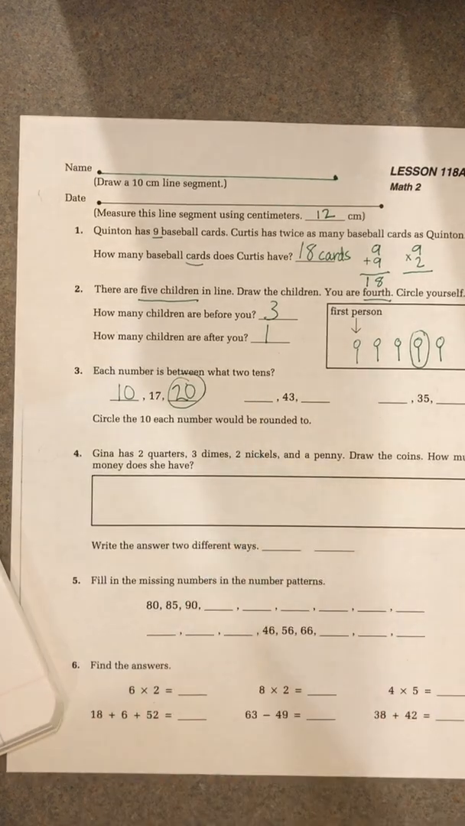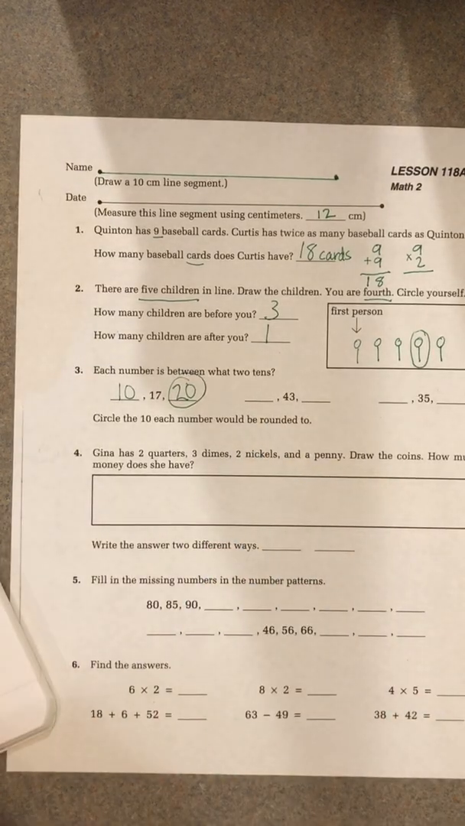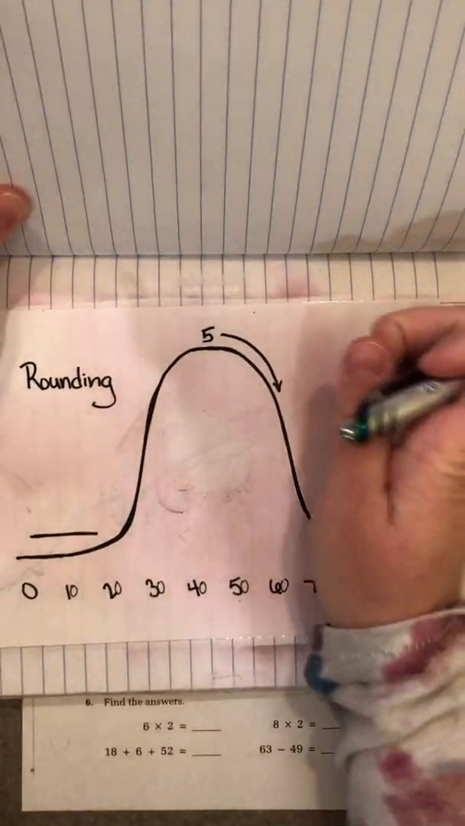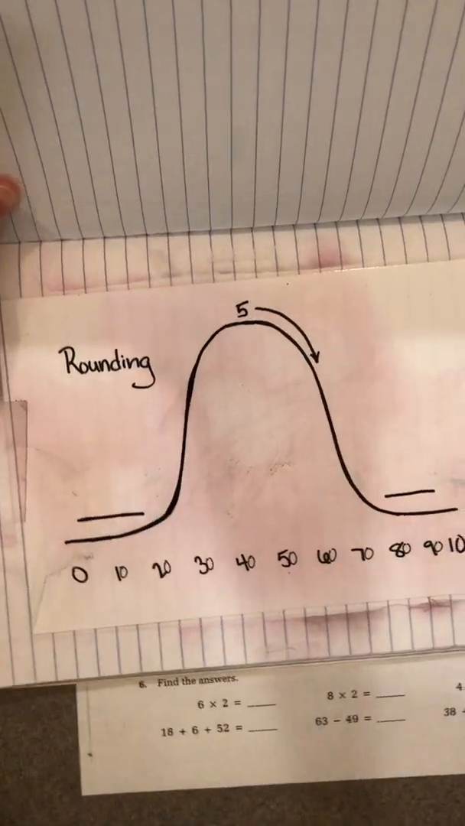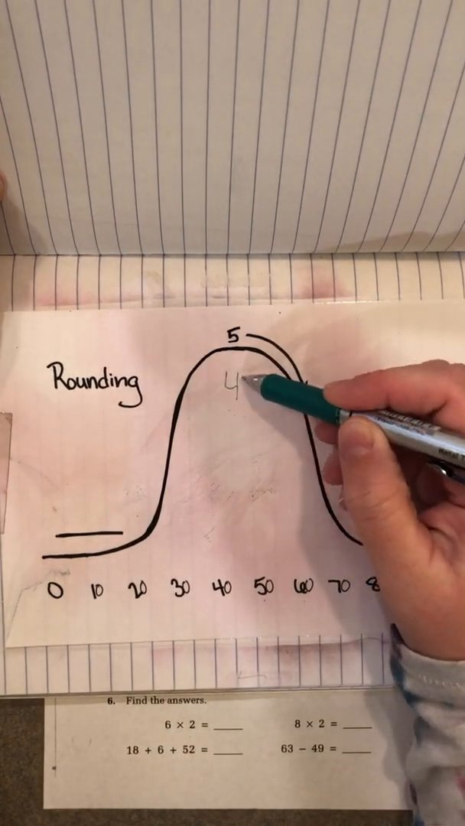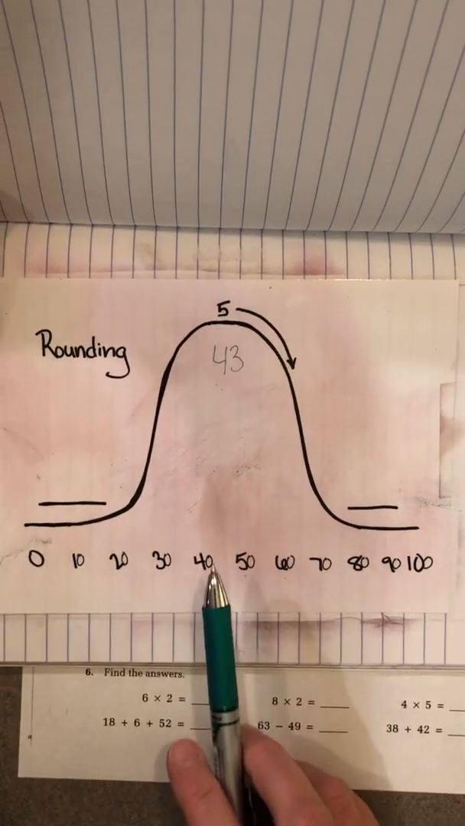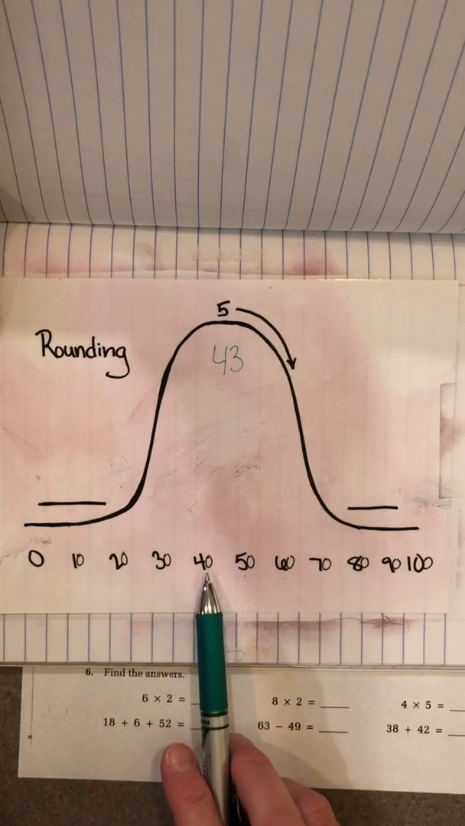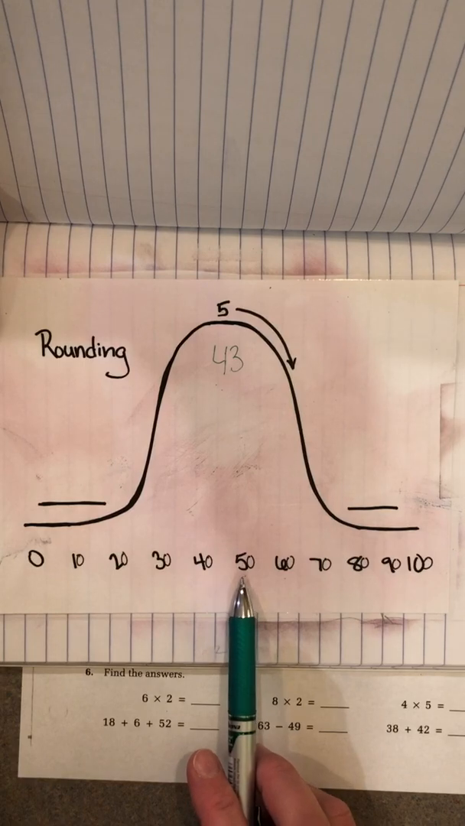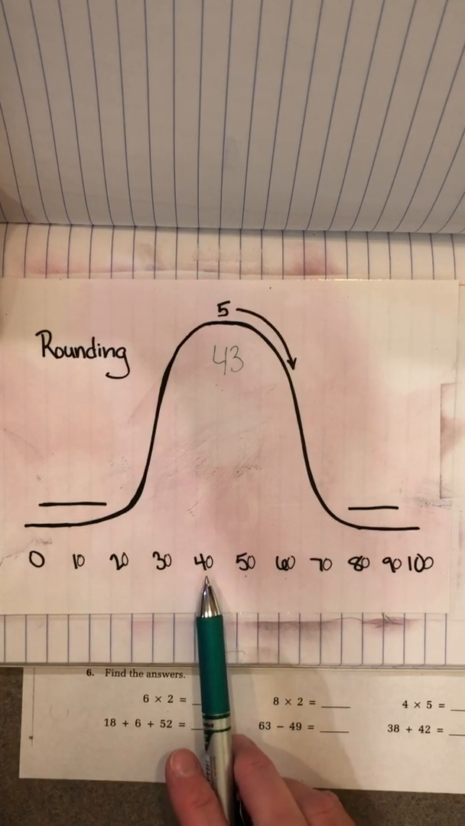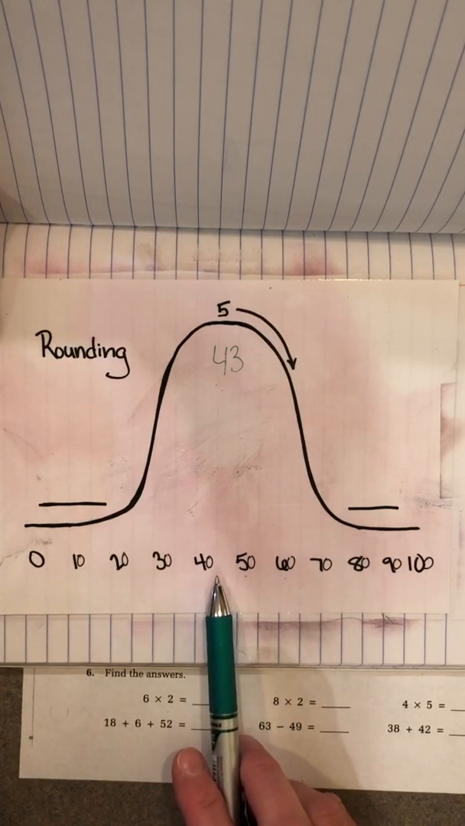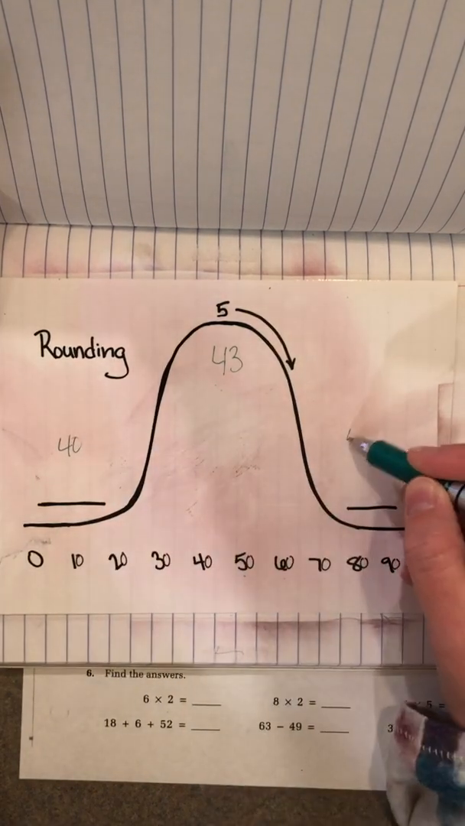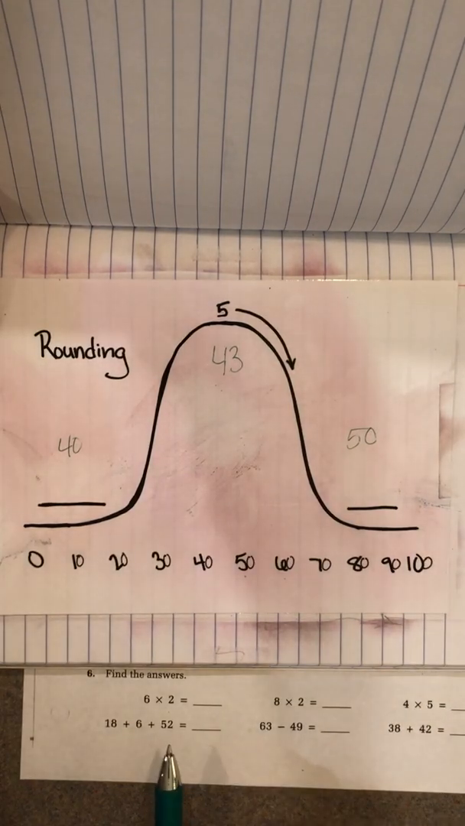Let's do it again with 43. Let me wipe this off real quick and do 43. So when we're counting to 43, it is after 40, but before 50. It's between these two numbers, isn't it? 40, 41, 42, 43. It's right there after 40. So it's between 40 and 50, right?